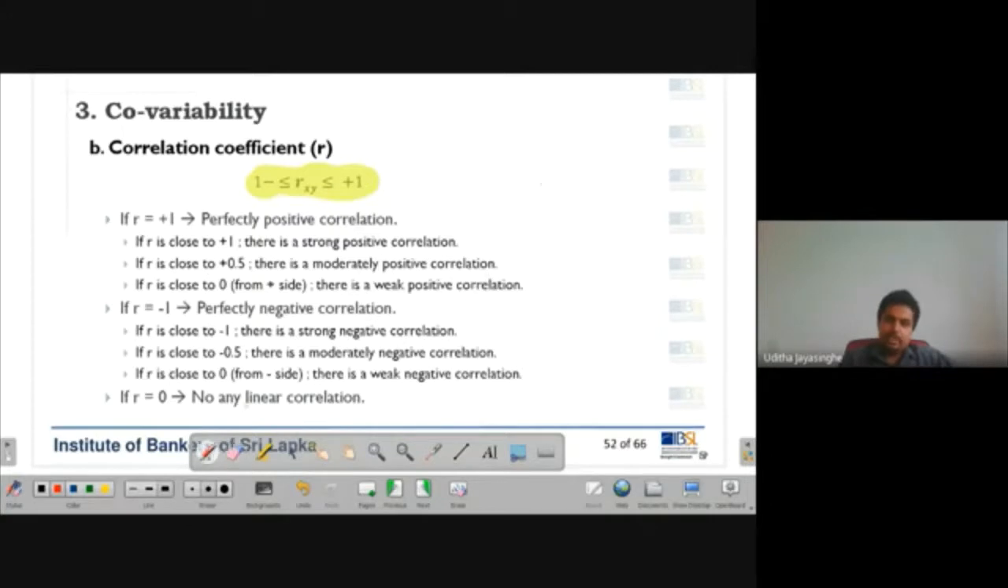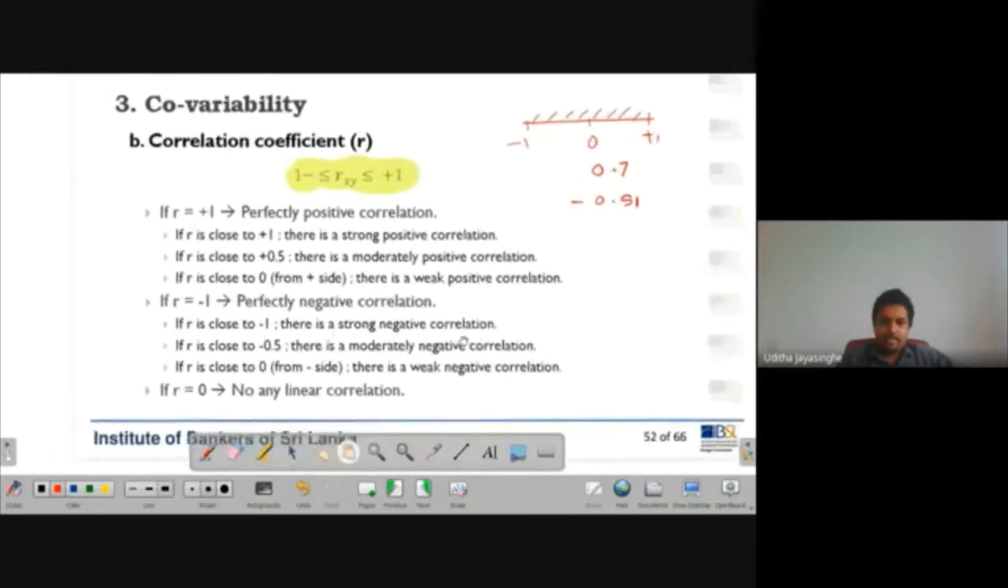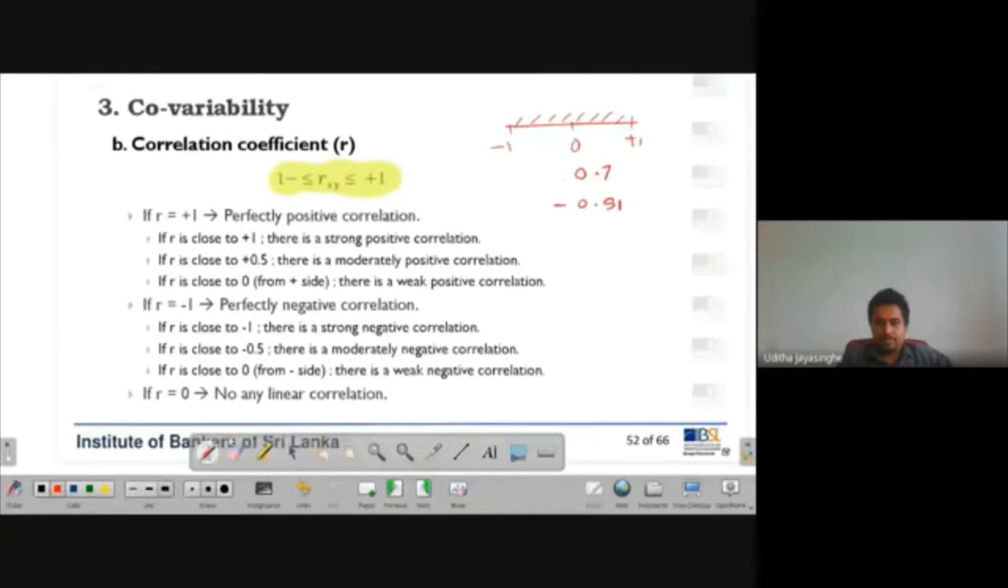You have to quickly redo the calculation again. Eventually, you will be left with a number like 0.7 or negative 0.91. Now these are good values. Why? -1 to +1 is the range for the correlation coefficient. So now there are some norms or soft rules. If it is close to +1, there is a strong positive correlation. If it is +1, it's a perfect positive. But seldom can you find a perfect positive correlation.